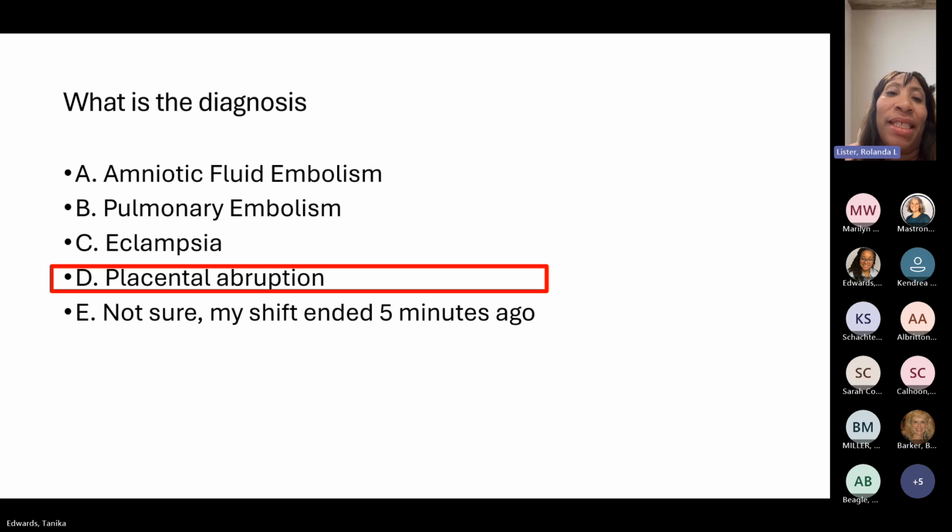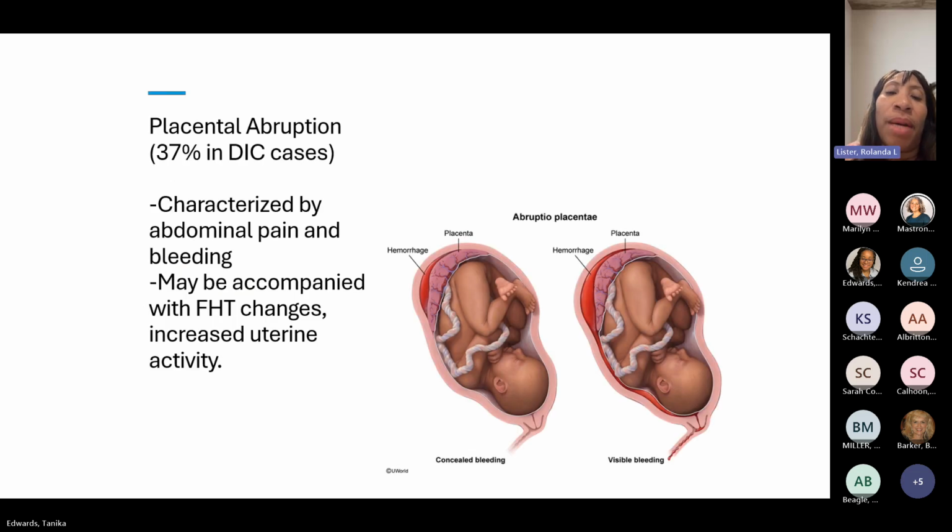So next slide, please. Placental abruption accounts for 37% of DIC cases, so it's the most common cause of DIC in pregnancy. It's characterized by abdominal pain and bleeding, and it may be accompanied by fetal heart rate changes and increased uterine activity. Essentially, the placenta should not separate from the uterine wall until after the baby is born. When that happens prior to that, it is consistent with placental abruption.